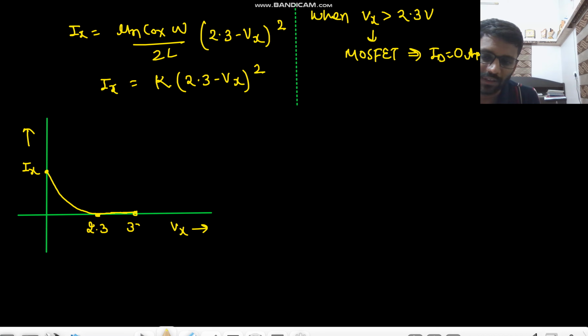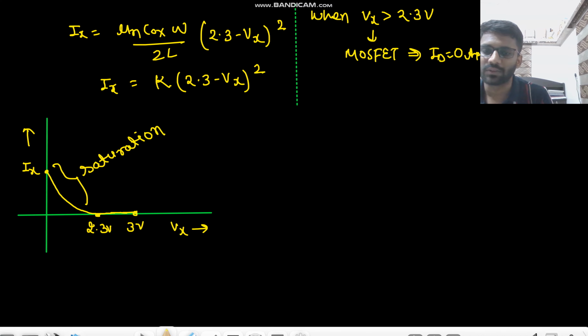Let us assume we have a 3 volt here. So after 2.3 it will always be 0. And what is the region here? The region here is saturation. It is always in saturation. Okay. Now we need to calculate gm.